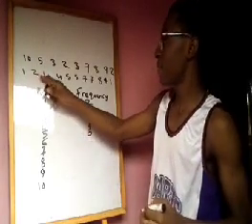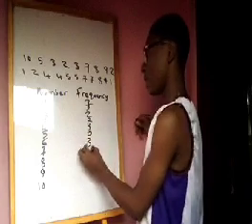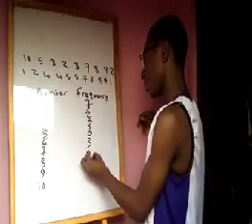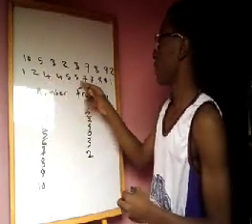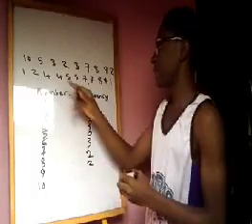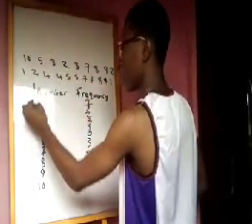Number 7 has a frequency of 3. Number 8 has a frequency of 2. Number 9 has a frequency of 2. Number 10 has a frequency of 1. So this is how to construct a frequency table.